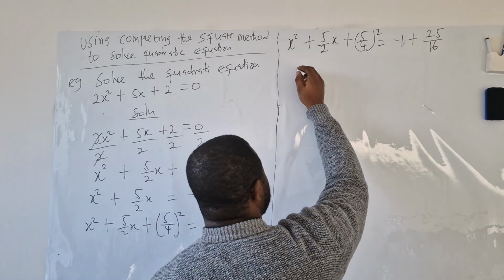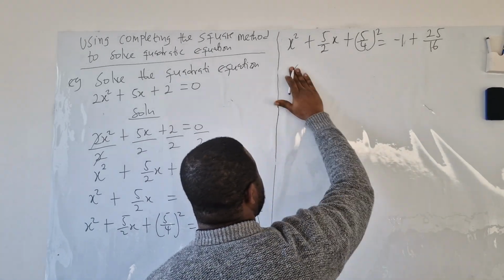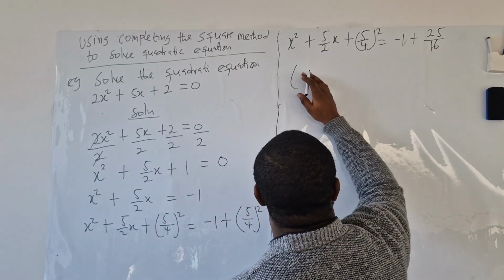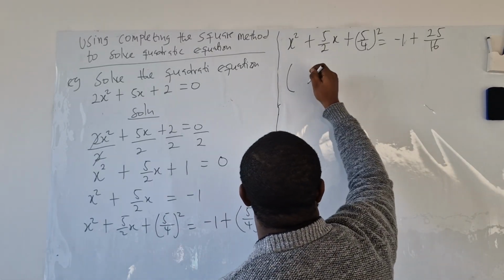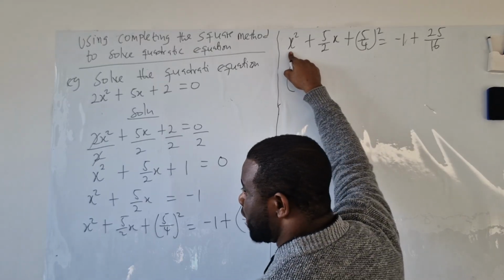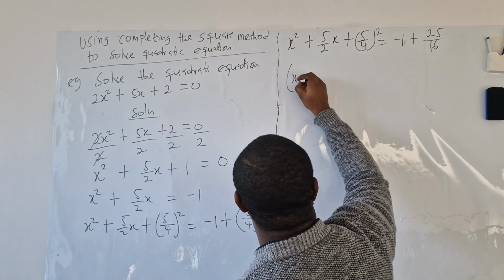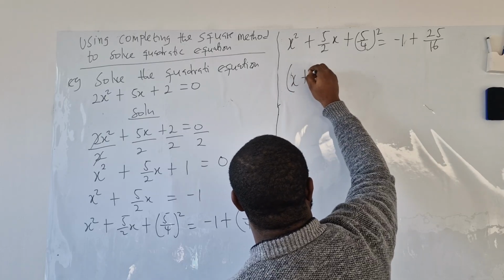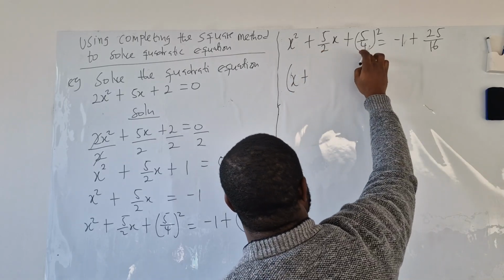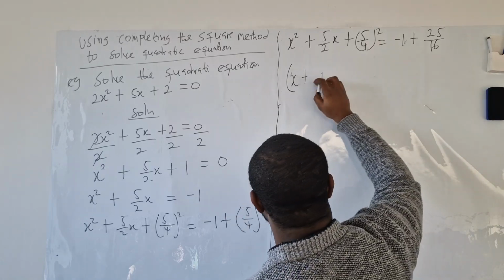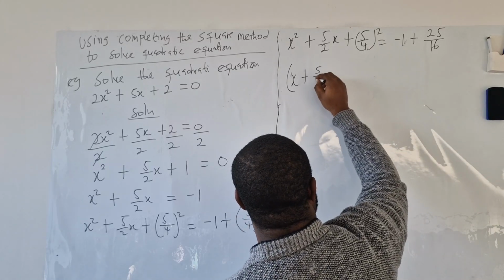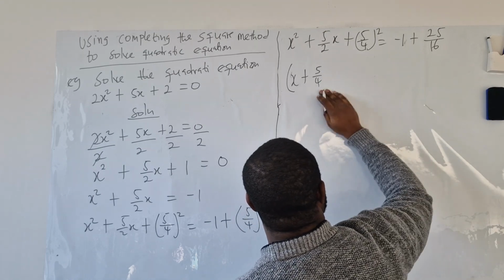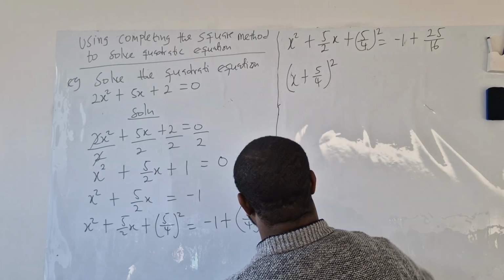Now, at this point, just open a bracket here. This is how you factorize it. Then you bring the variable that is being squared. Bring that variable here, which is x. Bring your sign plus here, this sign. Then the constant number that is being squared, bring that number here, 5 on 4. Close the bracket and then you square the bracket.